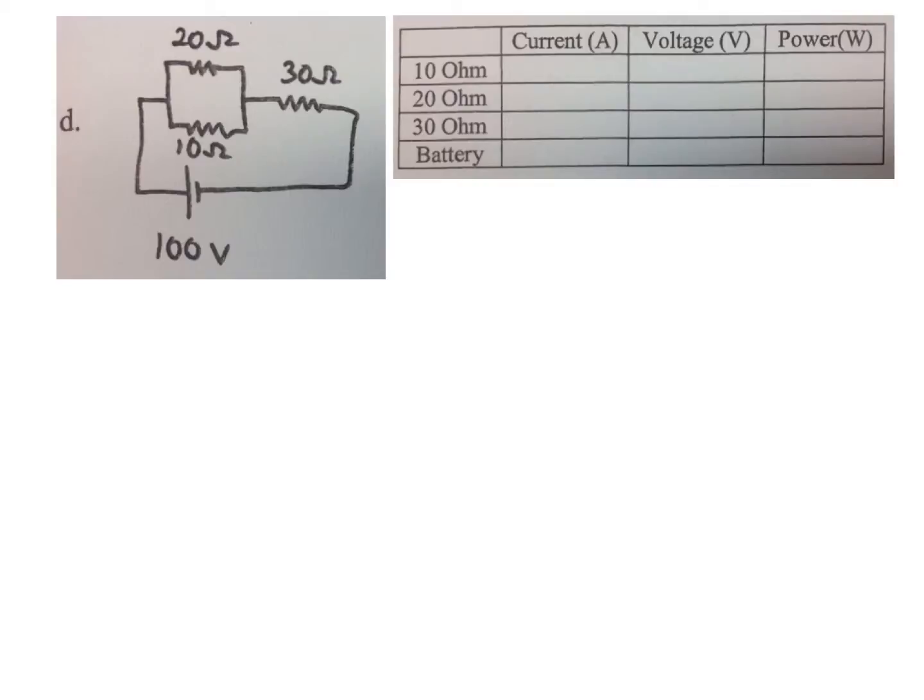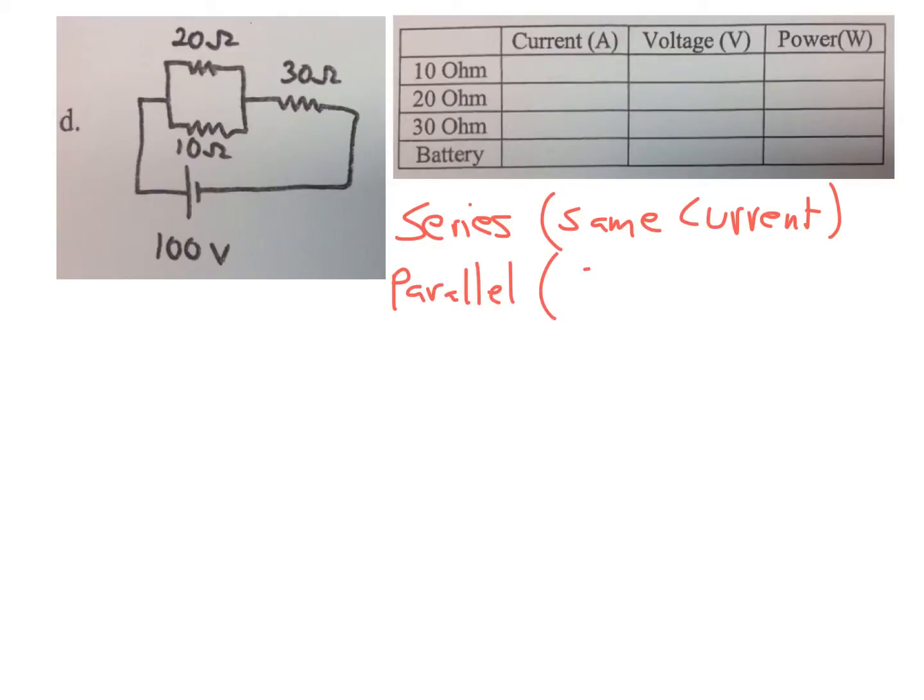Once again, when I have circuits, two of the basic principles are that if you have elements in series, they will have the same currents, the same flow of charge, but different potential differences, different voltages. When you have things in parallel, each of those elements will have the same potential difference, the same voltage.